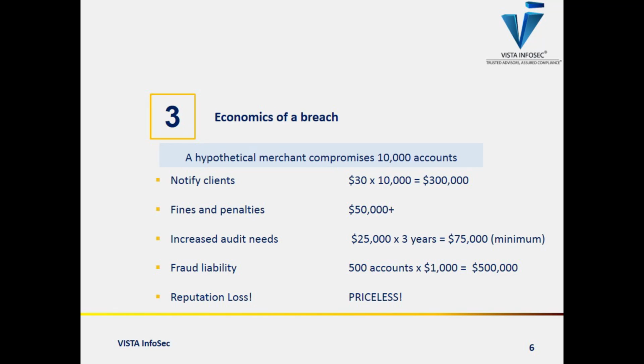Now, economics: let's take a brief account of what happens if there is a breach. A hypothetical merchant compromises only 10,000 accounts. If you do the maths, notifying clients is almost $300,000, fines and penalties $50,000 minimum. Increasing audit needs, because your auditors will increase the charges for doing the audits since you're now a high-risk client. The fraud liability, again, $500,000. You're looking at a direct loss of at least $1 million for a 10,000 account breach, but it comes nowhere near the phenomenal loss of reputation that you will have when a breach does happen.